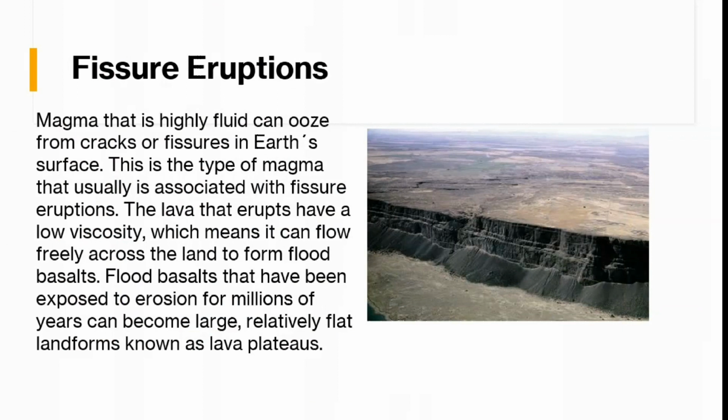Fissure eruptions. Magma that is highly fluid can ooze from cracks, or fissures, in Earth's surface. This is the type of magma that usually is associated with fissure eruptions. The lava that erupts has a low viscosity, which means it can flow freely across the land to form flood basalts. Flood basalts that have been exposed to erosion for millions of years can become large, relatively flat landforms known as lava plateaus.